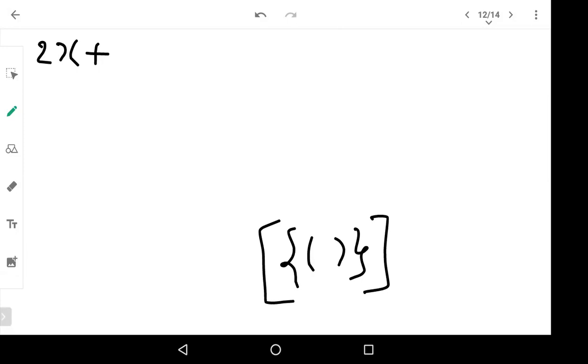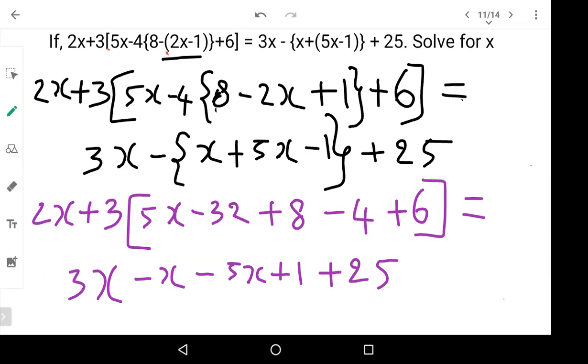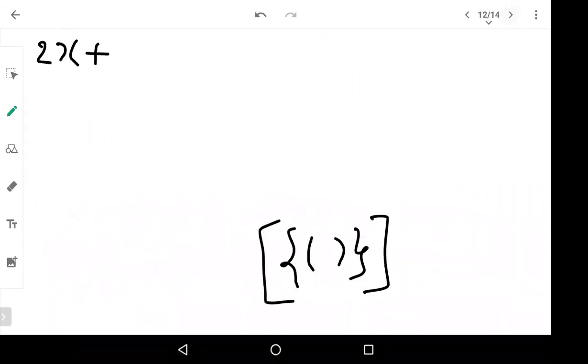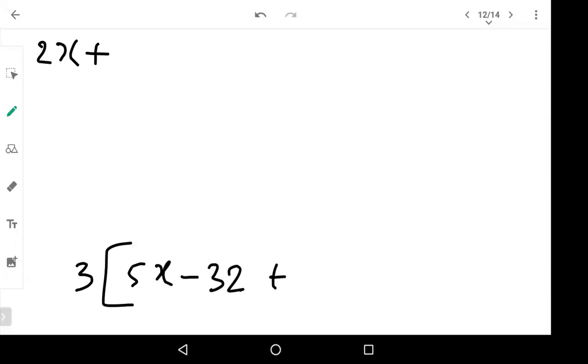Now if you see here, 2x plus 3, after that you have the box bracket, which means you're supposed to multiply 3 with whole of this variables that are available. Okay, so let us do that. Before that, for your easy understanding, I'll just write what is to be multiplied. So 3 into, you are supposed to multiply 5x minus 32 plus 8x minus 4 plus 6. Okay, since it is plus 3, it is easy for us to do.